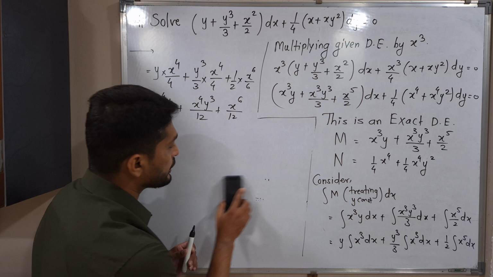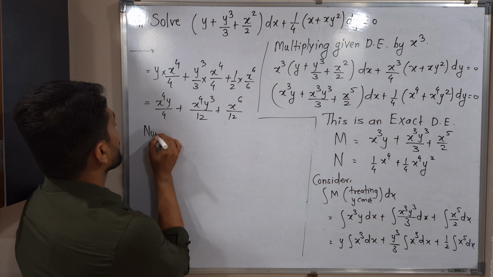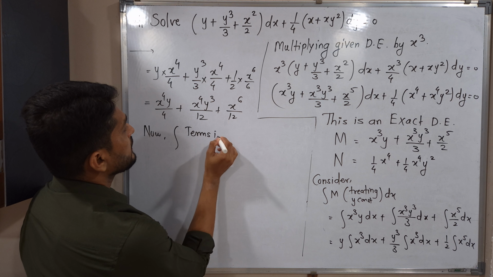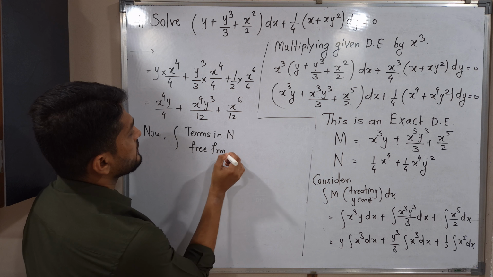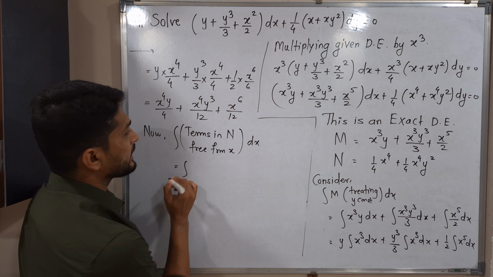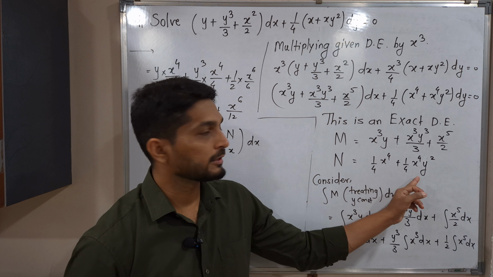Okay, so one more integration we have to solve. The second integration is now the integration of the terms in N free from x. Now we want the terms of N which are free from x. There should not be any x. How many terms are there in N? Two terms, first term and second term.